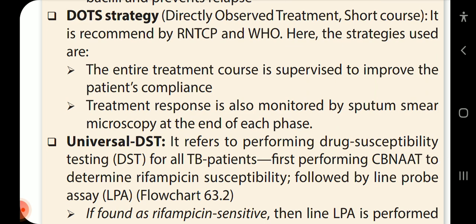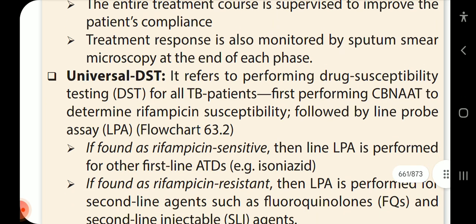DOT strategy. DOT stands for Directly Observed Treatment Short Course. It is recommended by RNTCP and WHO. Here the entire treatment course is supervised to improve the patient's compliance, and the treatment response is also monitored by sputum smear microscopy at the end of each phase.